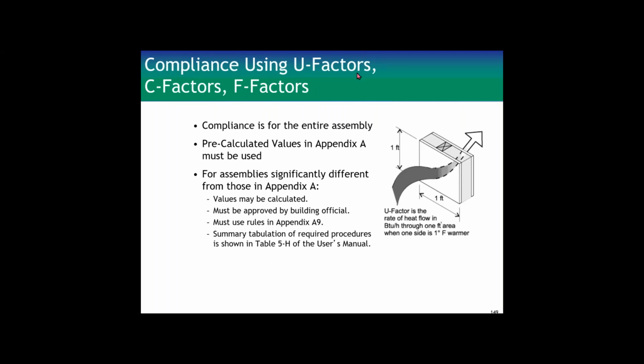So if you're using U values, C factors, or F factors, then you have to use Appendix A. You have to go back to Appendix A and use the tables in Appendix A to pick your U value. You can't just make it up yourself. There are tables back there, and they tell you what the U values are for the different assemblies. You can calculate them, but if you do, you have to calculate them from Appendix A9, and A9 has pretty complicated calculations.